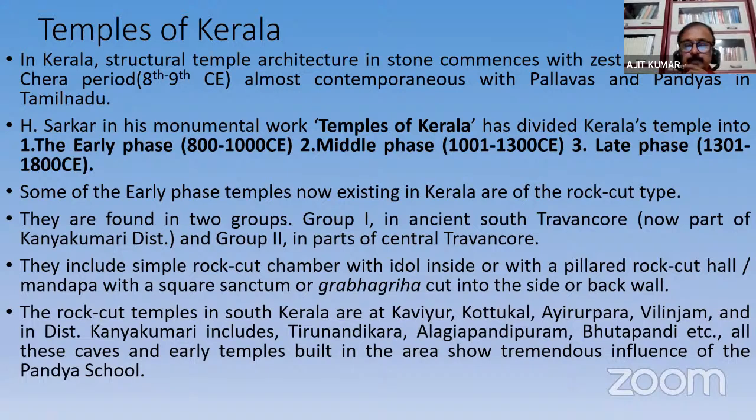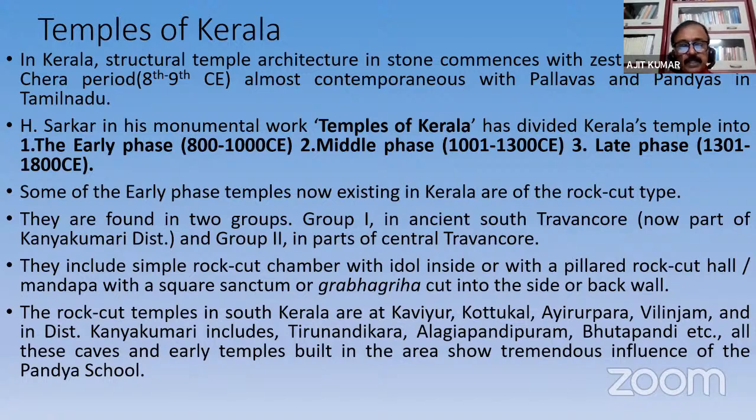As I had stated, the southern Travancore region was always shuffled between the Ays and the Pandyas, and this particular group is extensively found in the South Travancore region. There are also a few rock cut temples in the central Travancore region. The rock cut cells include simple rock cut chambers with an idol inside, or they have a pillared portico or a mandapa in front with a square sanctum sanctorum cut into the back wall or into the side walls, trying to keep the orientation in an east-west direction.